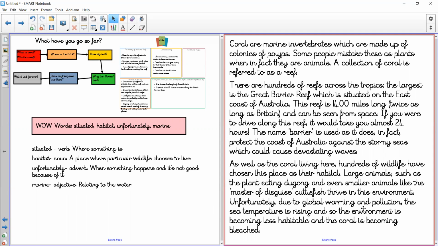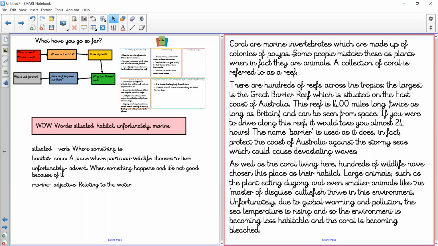Due to global warming and pollution, sea temperature is rising, and so the environment is becoming less habitable and the coral is becoming bleached. And that is the "will it last forever" bit there. So that is what mine would look like inside my book. So tomorrow then we'll go into our final paragraph. We'll do some more research and then write it up and decorate it on the Friday.